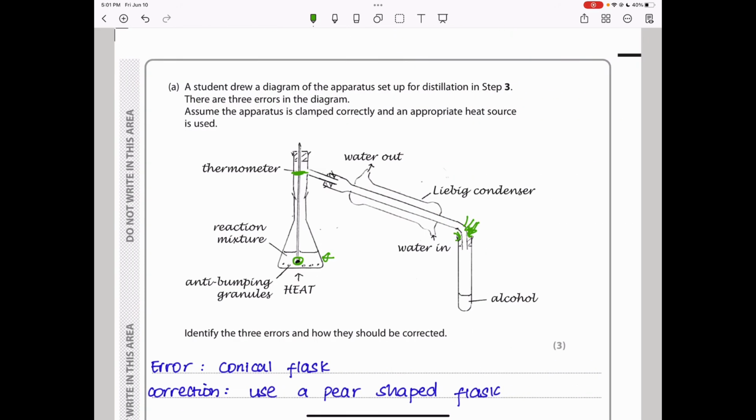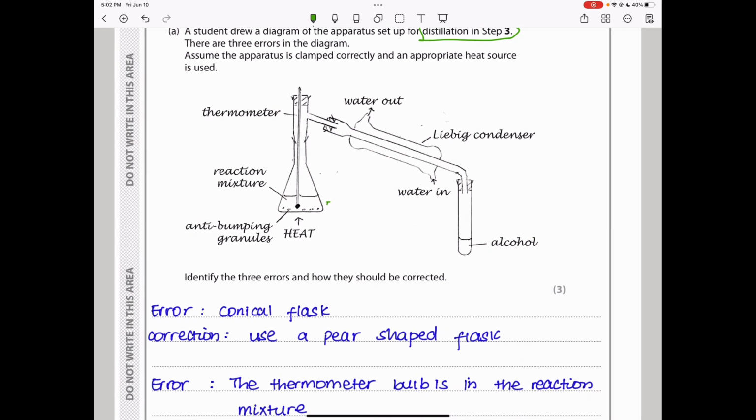Okay, let's see the first part, they say. Let me erase this. I used it previously, so we can do this. A student drew a diagram of the apparatus set up for distillation. This is setting up for distillation. There are 3 errors in the diagram. Assume the apparatus is clamped correctly and the appropriate source of heat is used. So the first part says, identify the 3 errors.